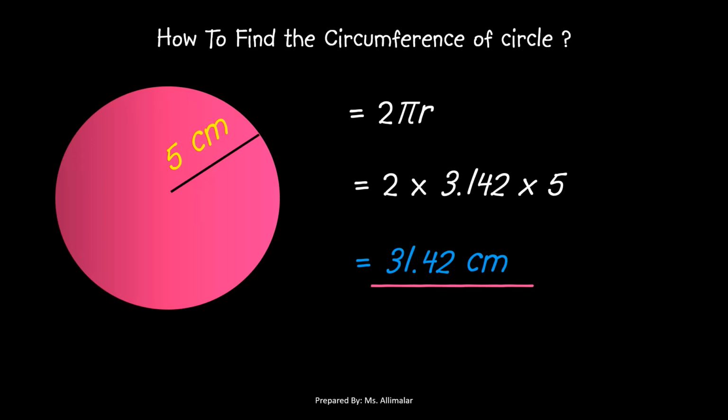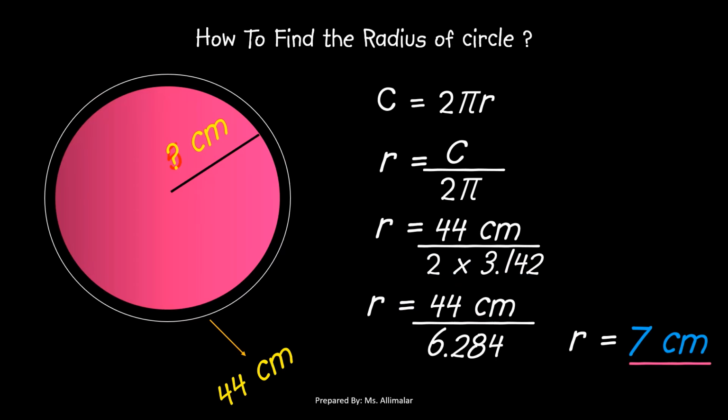Next, how to find the radius of a circle? Guys, if you want to find the radius of a circle, can you see the white color line here, the white color circle? This is the circumference of the circle. In this question, they have already given you the circumference. The circumference is 44 centimeter. So based on 44 centimeter, you need to find the radius of the circle. So how to find the radius?